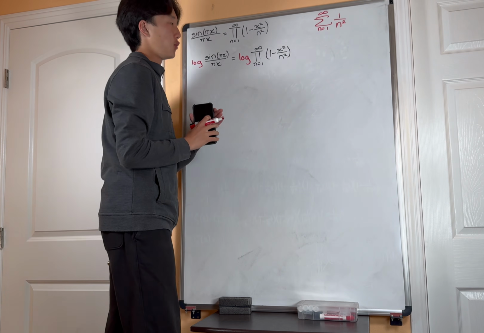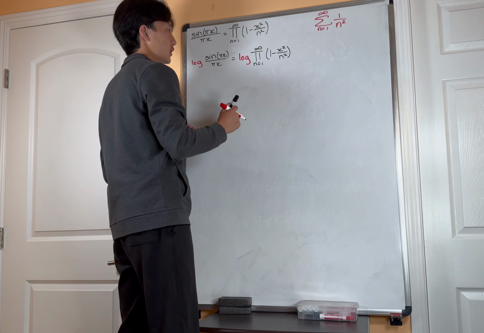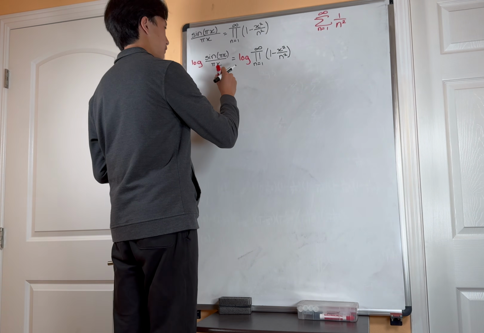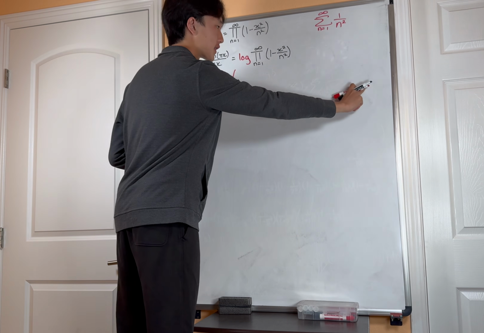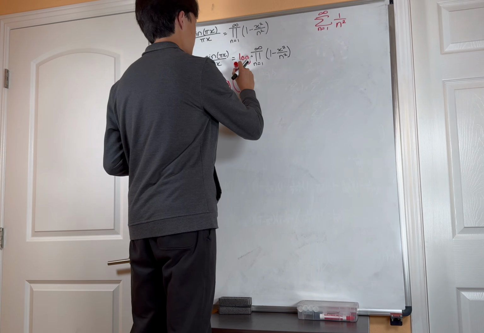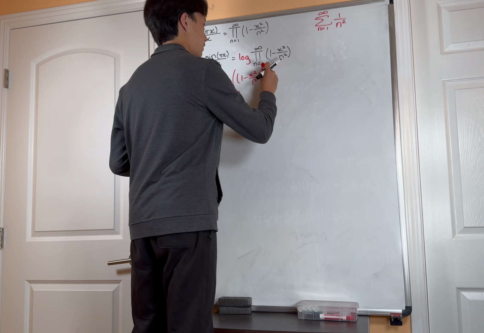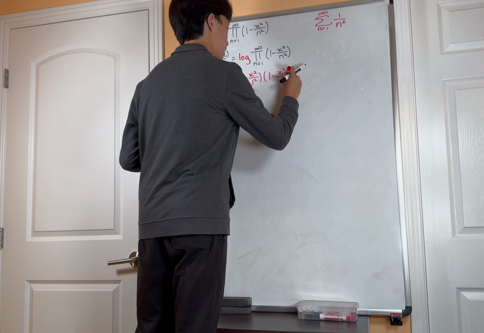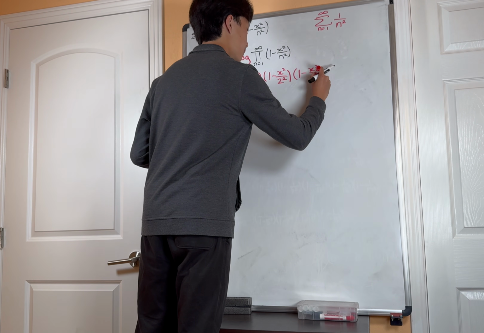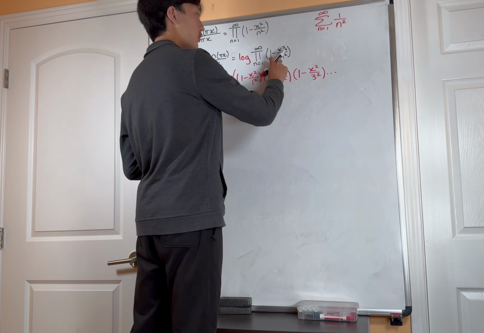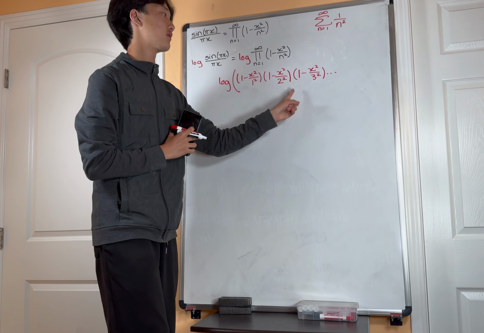Okay, so now let's try to wrap our heads around how exactly this right here would work. Well, we have log of an infinite expression on the inside, right? So it's going to look something like 1 minus x squared over 1 squared times 1 minus x squared over 2 squared, times 1 minus x squared over 3 squared, and so on. Because this is a product, and you're just changing the value of n each time.